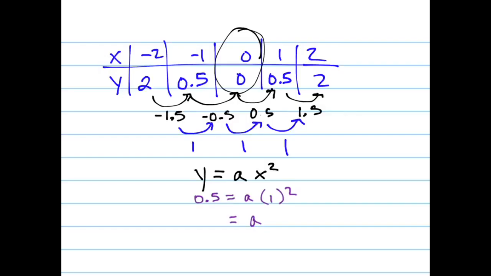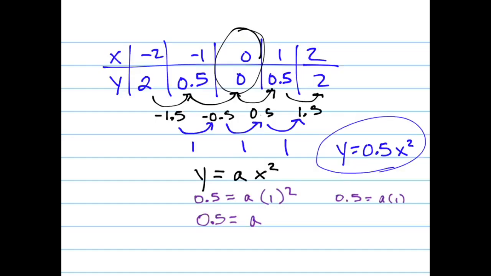What does A equal? Oh, you have to do the square root of 0.5, right? No, because the A is not squared. A is just 0.5. 1 squared is 1, right? This would be 0.5 equals A times 1. So 1A is 0.5. So our equation is Y equals 0.5 X squared. Make sense?